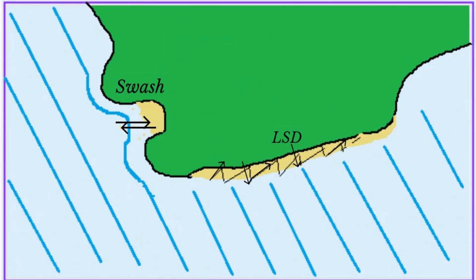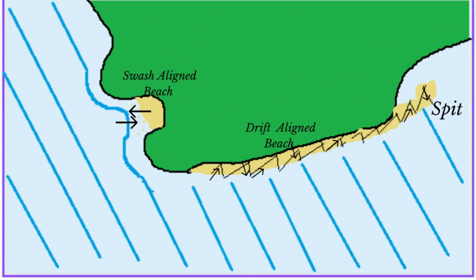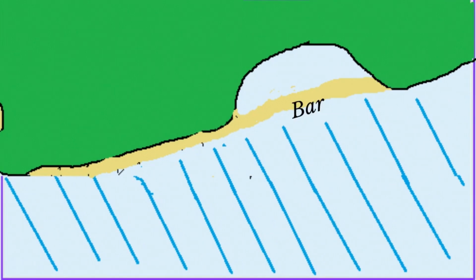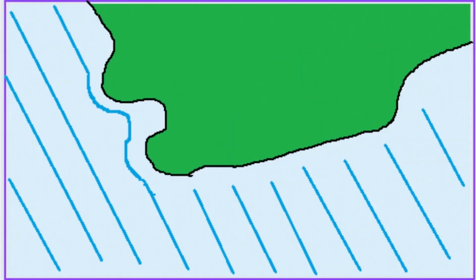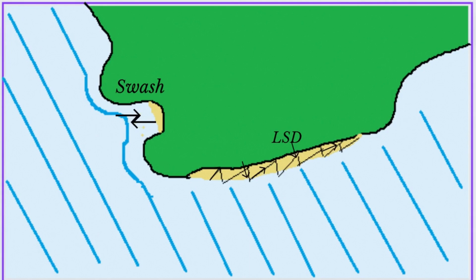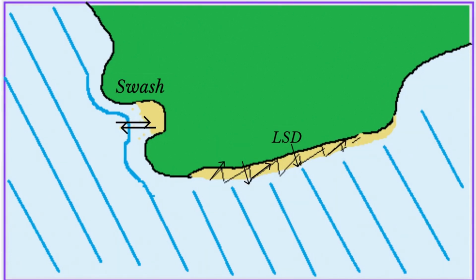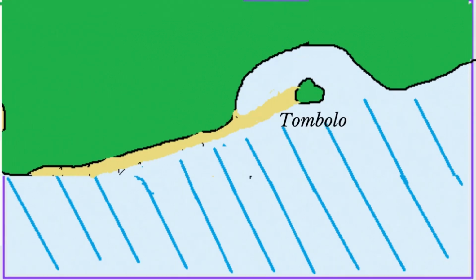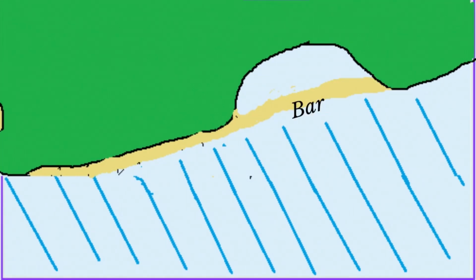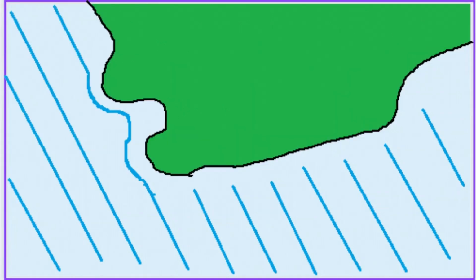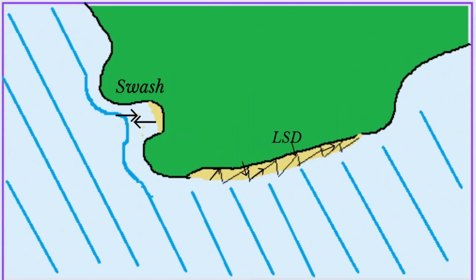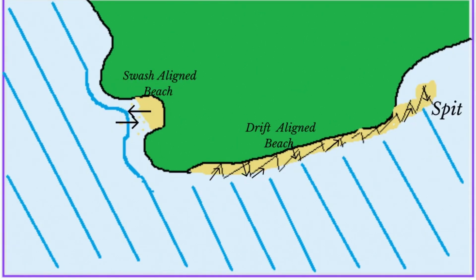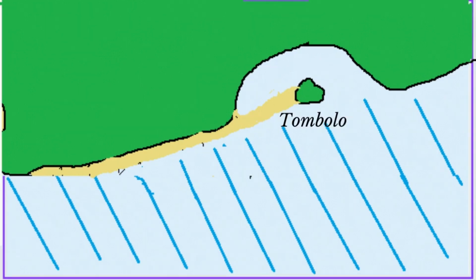Depositional landforms include beaches, and beaches are gentle areas of sand or sometimes gravel which form between the high and low water mark. We can have drift aligned beaches, and we can also have swash aligned beaches.